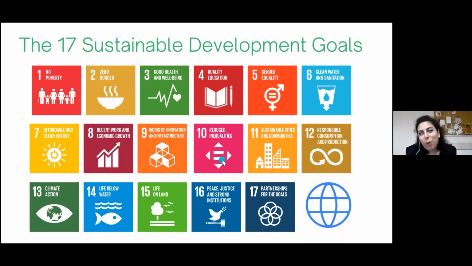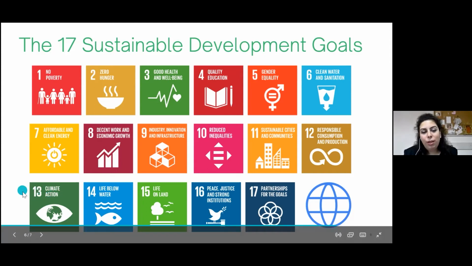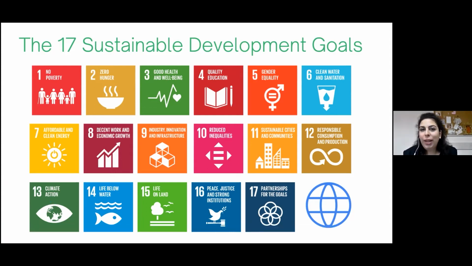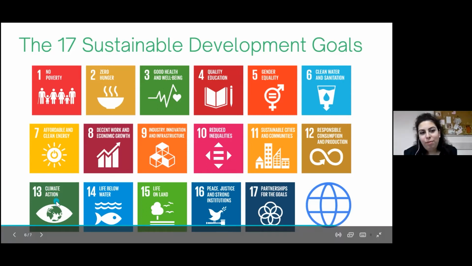Reduced inequalities, of course. Sustainable cities and communities, responsible consumption and production. Somebody talked about the plastic in the water, the microplastics. Fish eat the microplastics, and then we eat fish, so we actually eat microplastics. We breathe microplastics because of our clothes. We'll talk about those case studies in a bit. I'm continuing with the 13th one, climate action. I am sure that you already heard about the degrees and carbon emission, the keywords.